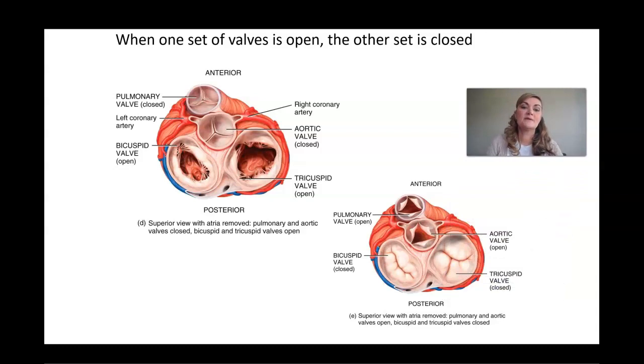Okay. And so here is another view, and this is showing you what happens when one set of valves opens, the other set closes. And so here we're going to show that the pulmonary valve and the aortic valves are going to be closed. So your semilunar valves are closed, but the atrioventricular valves are open. Then, when the AV valves close, the semilunar valves open.